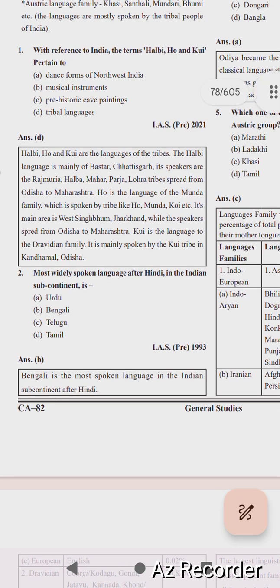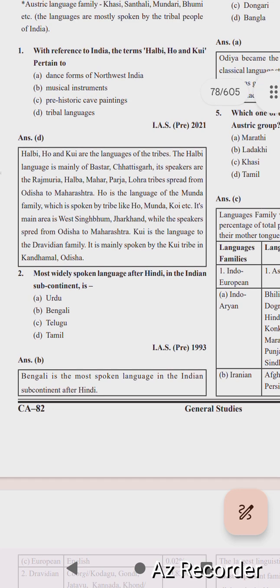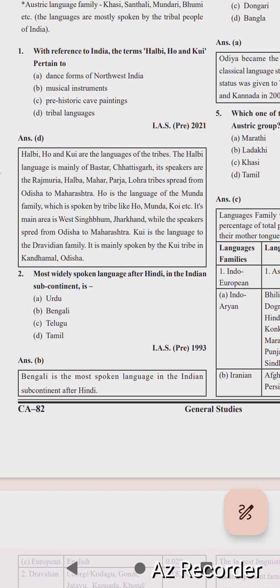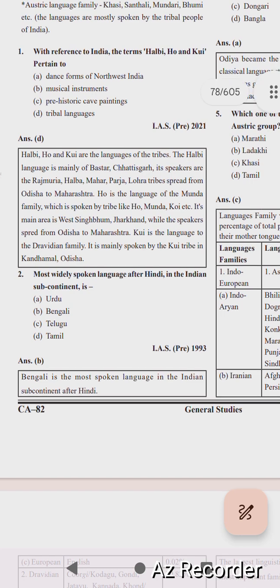The Halbi language is mainly of Bastar, Chhattisgarh. Its speakers are the Raj, Muria, Halba, Mahar, Parja, Lohra tribes, spread from Odisha to Maharashtra. Ho is the language of the Munda family, which is spoken by tribes like Ho, Munda, Koi, etc. Its main area is West Singhbhum, Jharkhand, while the speakers are spread from Odisha to Maharashtra.